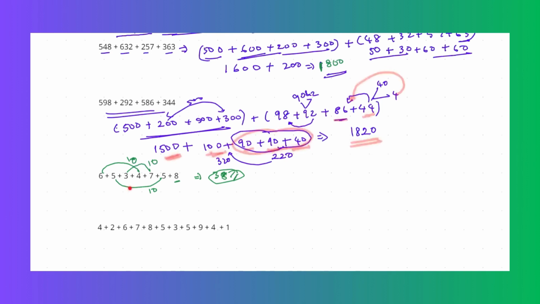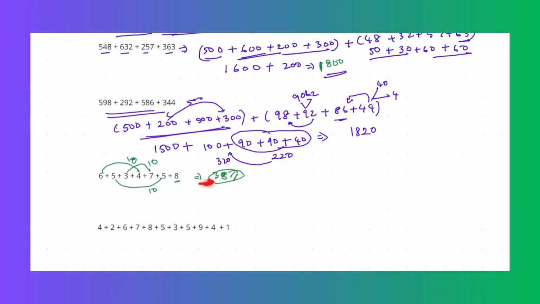Similarly, we have a series of single-digit sums. How will you add 6 plus 5 plus 3 plus 4 plus 7 plus 5 plus 8? Now we know that 6 and 4 will give you 10, 5 and 5 will give you 10, and 3 and 7 will give you 10. So the answer becomes 38.